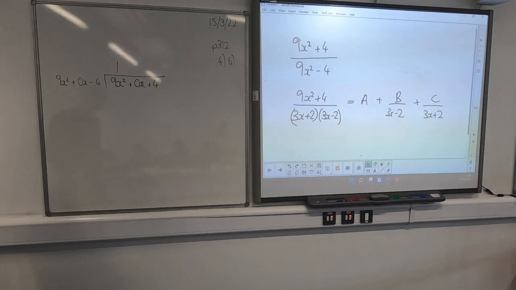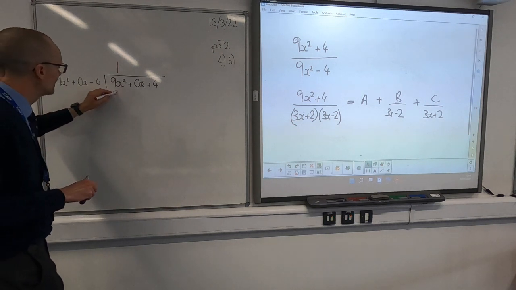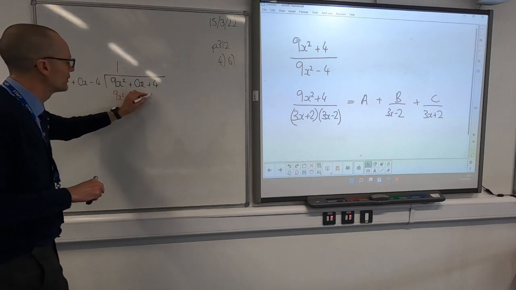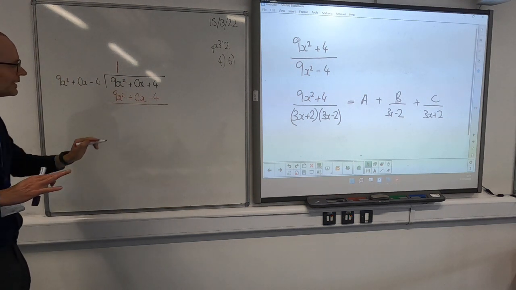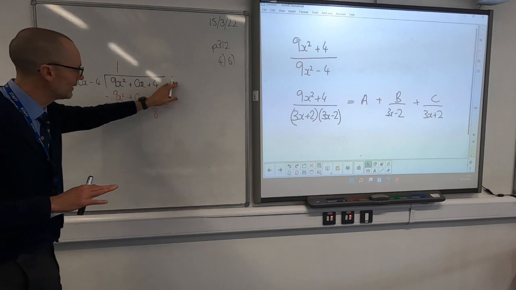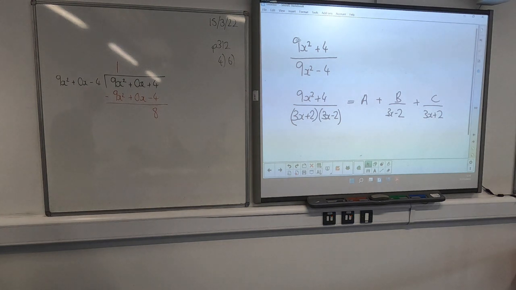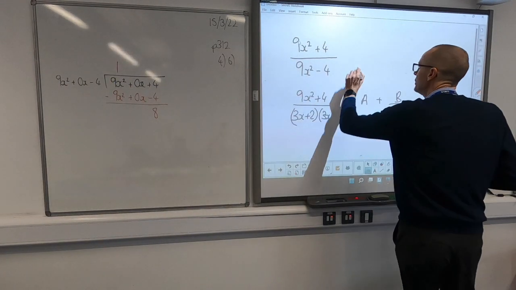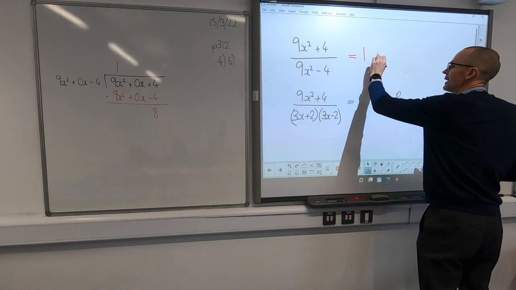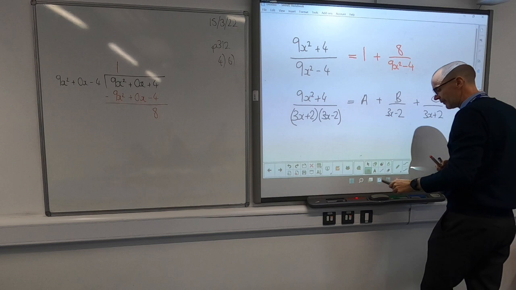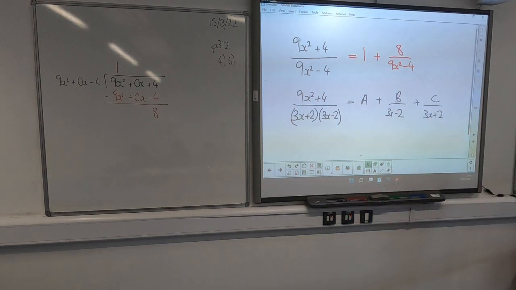Multiply it by 1. So we do 1 times 9x squared, 1 times no x's, and 1 times minus 4. We then work out our remainder by subtracting. 4 minus minus 4 is 8. Now there's nothing left to bring down, so we're finished. So what that tells us is that this sum is equal to 1 plus 8 over that. So I know that A is 1.